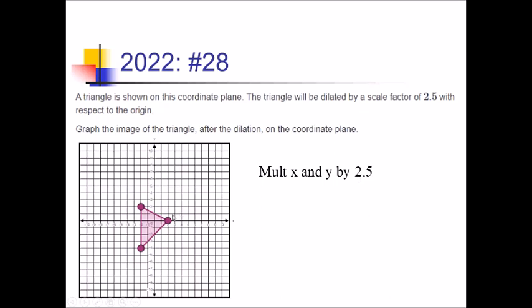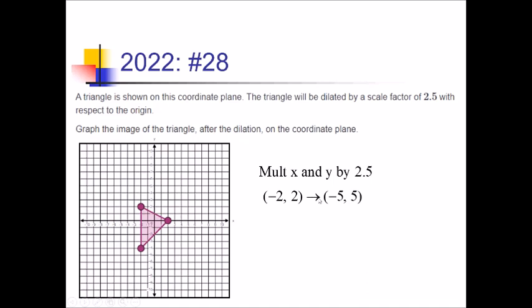If we were just doing a single point, I might think about eyeballing it, but I want to be careful since we're doing a bunch of these. So one point I see on here is -2, 2 right there. And if I multiply that by 2.5, -2 times that becomes -5, which you could do on the calculator if you want. And then 2 times that becomes +5.